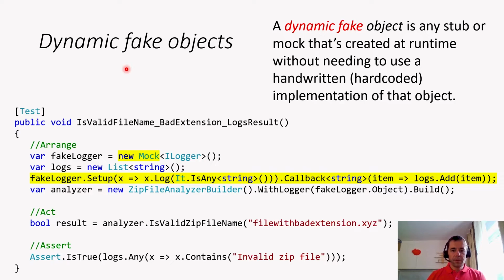Good. Dynamic fakes. A dynamic fake object is any stub or mock that's created at runtime without needing to use a handwritten hard-coded implementation of that object. We see we use the mock here, this isolation framework. It's much easier. We have some setup methods. We don't have to create our own fake object. We just use this API. We can set up things to return in certain circumstances.